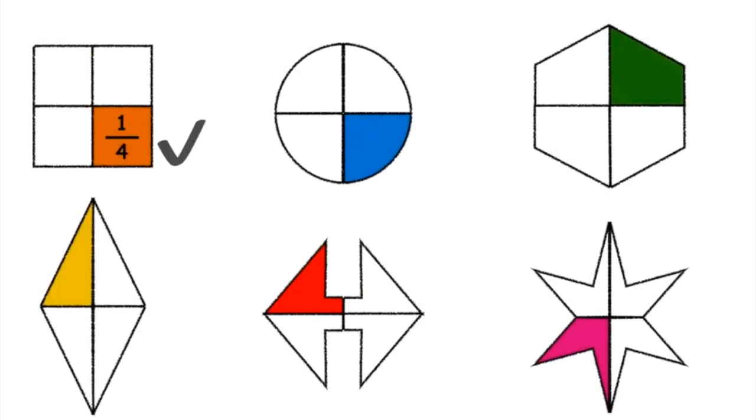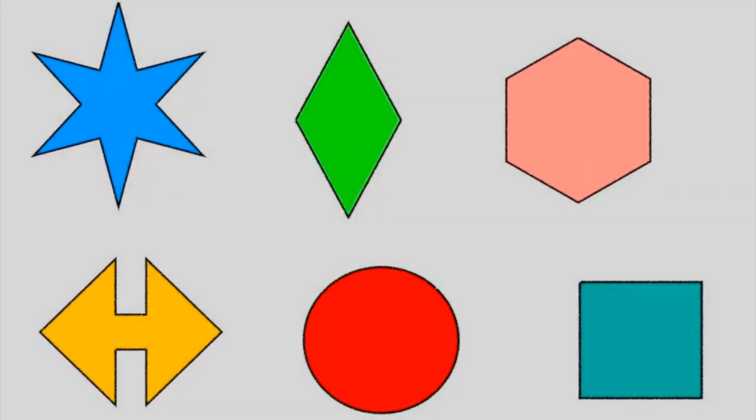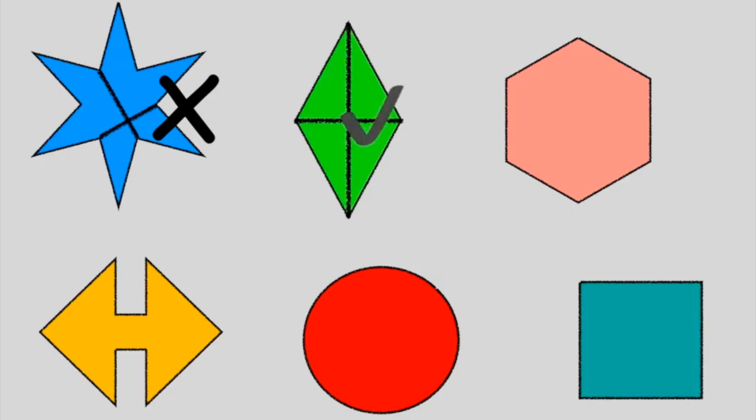These shapes have all been cut into four parts. All four parts have been cut into shapes that are the same size. They have been cut into fourths. I'm going to divide each shape into four parts. You say if they are fourths. The four parts of this shape are not the same size. They are not fourths. This rhombus has been cut into fourths because all parts are the same size.